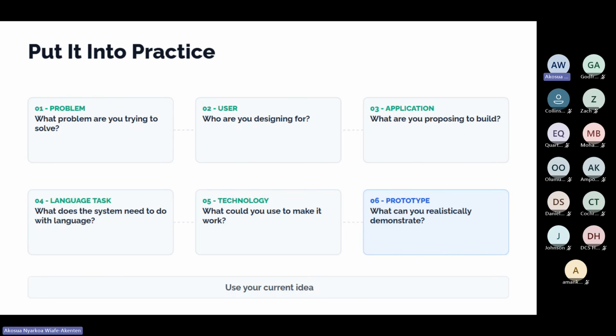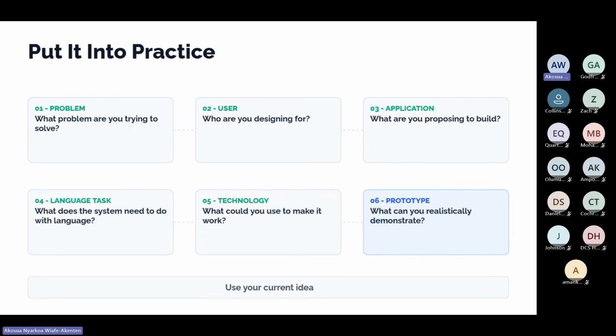Do I need speech technologies? Do I need language technologies? What kind of language technologies do I need? Do I need machine translation? Do I need information extraction? Do I need language detection? All of these things you can think about.